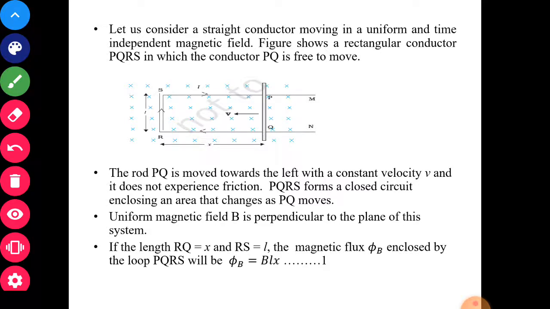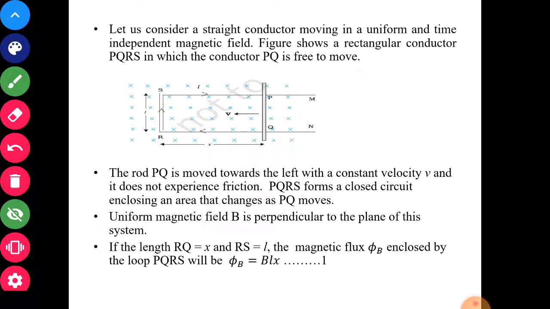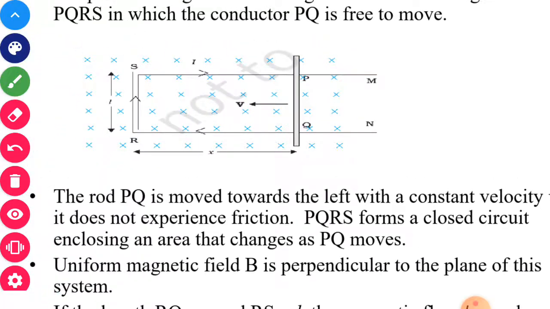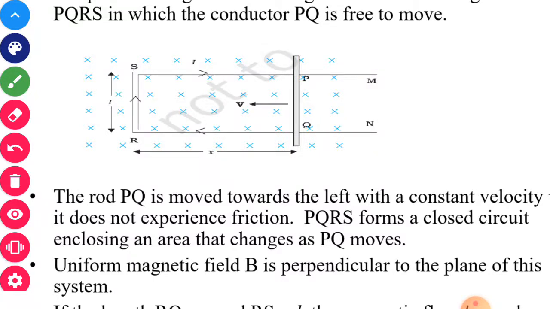If the length RQ at a certain point, when the rod is somewhere here, as shown in this figure at a certain position, when the rod is here at this point, let the distance RQ be x, and the length of the rod, as we know, is taken to be L.